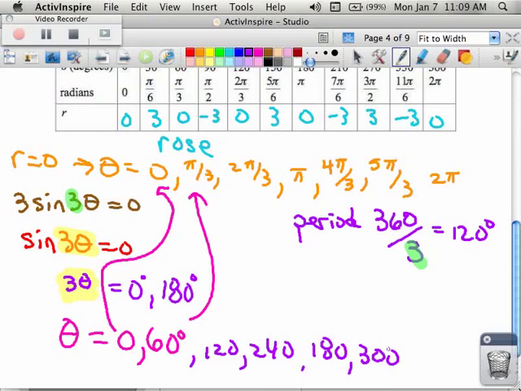There are 6 answers. Why are there 6 answers? Because we know that in a normal 2 pi period, there are always 2 answers. And we are going 3 times as fast, so 3 times 2 is 6.